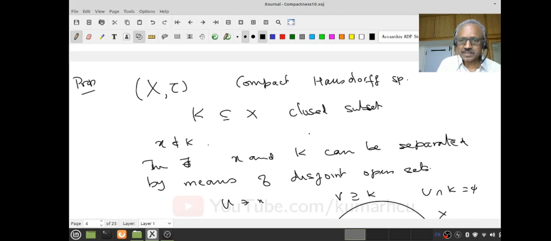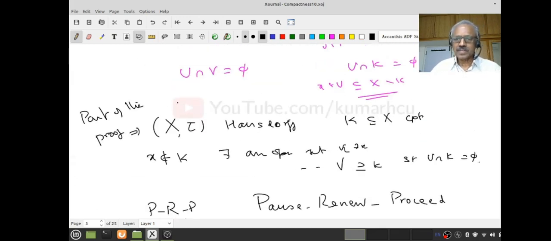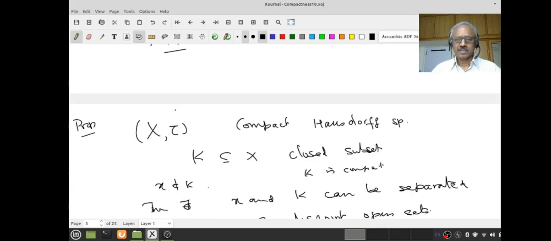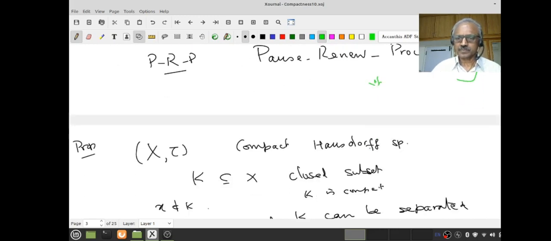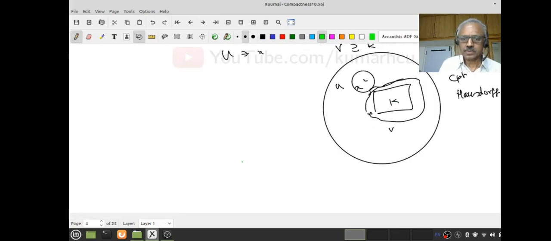Because K is a closed subset, K is also compact, right? And (X, tau) is a Hausdorff space. So what I have shown is that in any Hausdorff space, if K is a compact set and x is a point not in K, I can separate them by means of open sets. You understand? Therefore this is an immediate corollary of whatever you have seen here, right? Okay, this quickly implies this one. So pause, review, proceed.